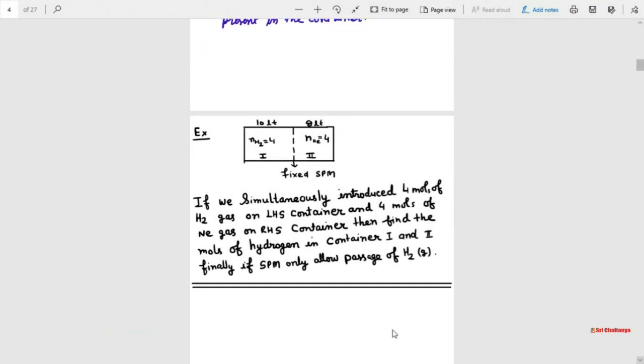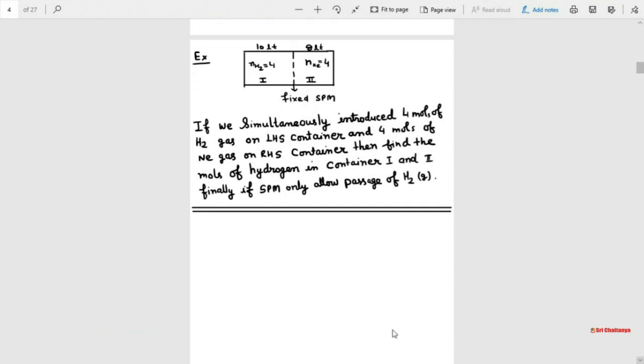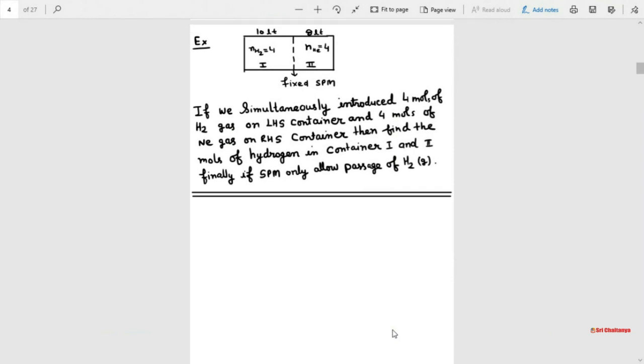So let us solve an example based on Dalton's law. In this example, there is a container separated by a semi-permeable membrane. This semi-permeable membrane is fixed. The membrane separates the container into two parts, one of 10 liters and another of 8 liters. In one container there is hydrogen gas, in the other there is helium gas.